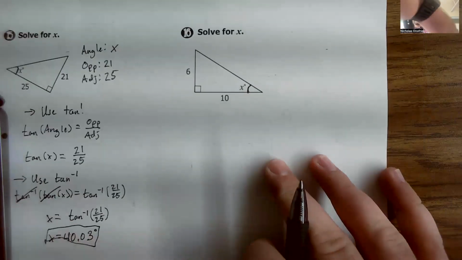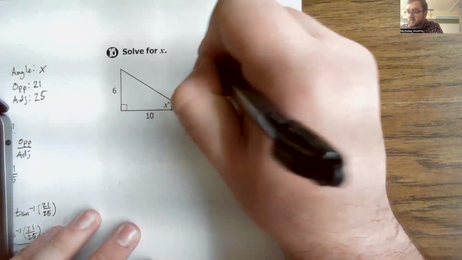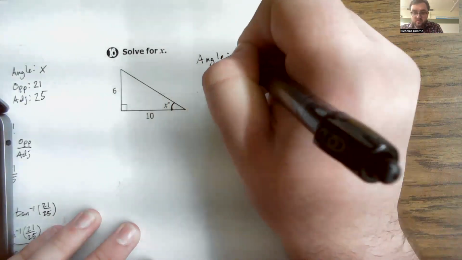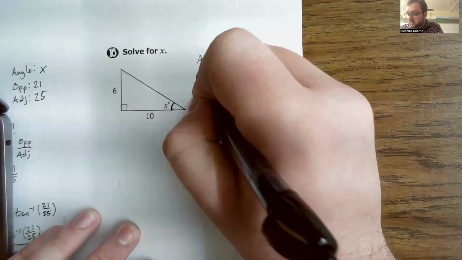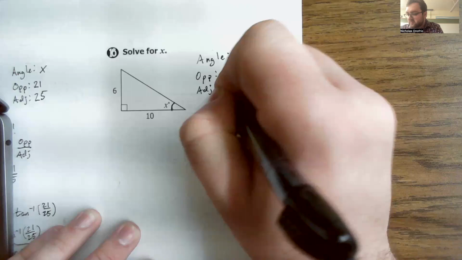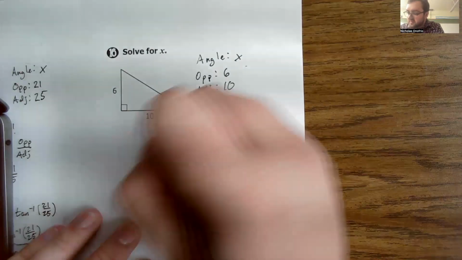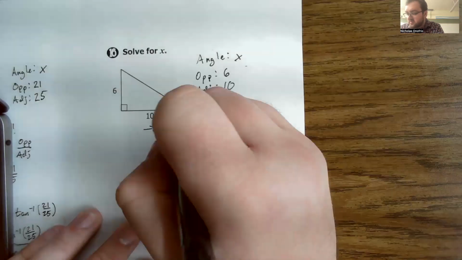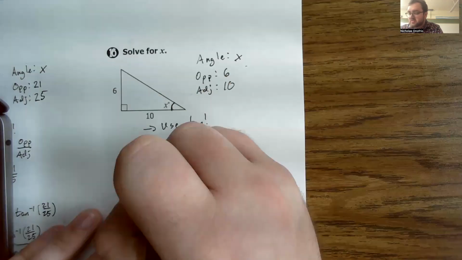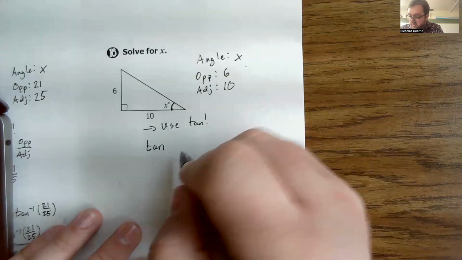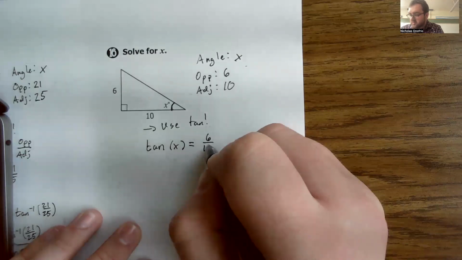All right, let's look at our last one for today. Last one, hang in there with me. Our angle is X. We're given the opposite side of 6 and the adjacent side of 10. This tells us, again, we are going to use tan. We can set up our equation. Tangent of X equals 6 over 10.